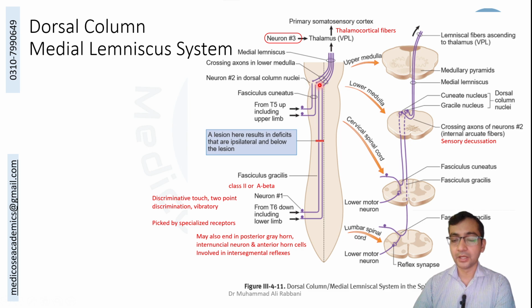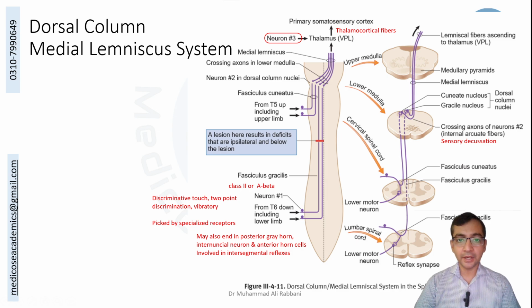nucleus gracilis. The second order neuron crosses the midline as internal arcuate fibers, shown here and here, in the sensory decussation. After crossing, the same fibers move up and are called the medial lemniscus, and the medial lemniscus will move throughout the brainstem until it reaches the thalamus to synapse with the third order neuron in the ventroposterolateral nucleus of the thalamus. From here the third order neuron gives fibers, the thalamocortical fibers, that move up through the internal capsule and through the corona radiata until they reach the primary somatosensory cortex.